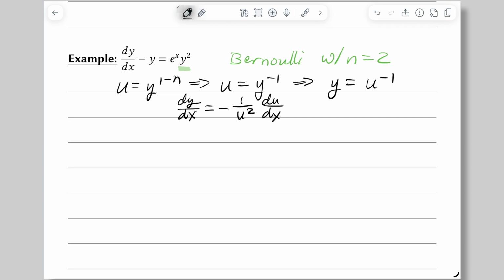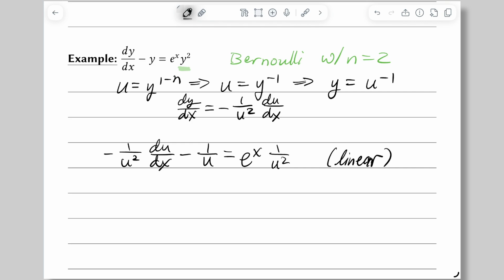Now, making that substitution gives us negative 1 over u squared times du/dx in place of dy/dx, minus y, which in this case is minus 1 over u. And then on the right-hand side, we have e to the x times y squared. If y is 1 over u, then y squared is 1 over u squared. What we have at this point is an equation that's linear. And when we see a linear equation, we should be thinking of an integrating factor mu.